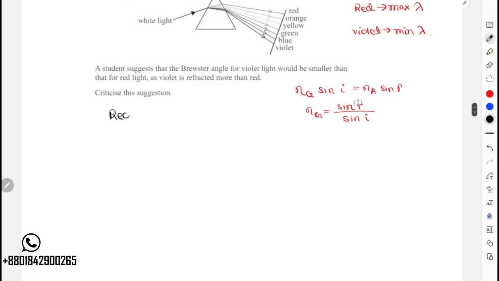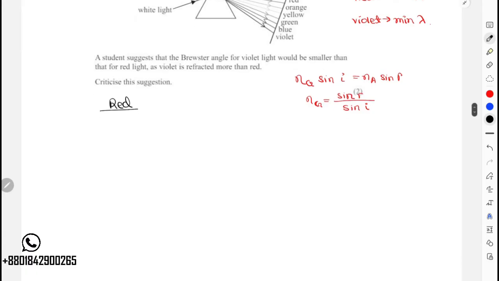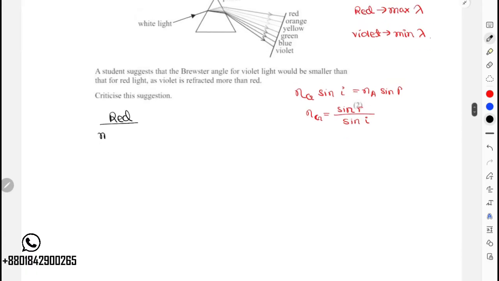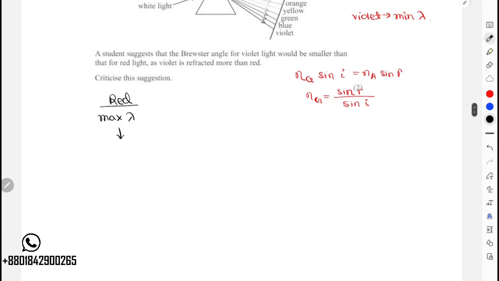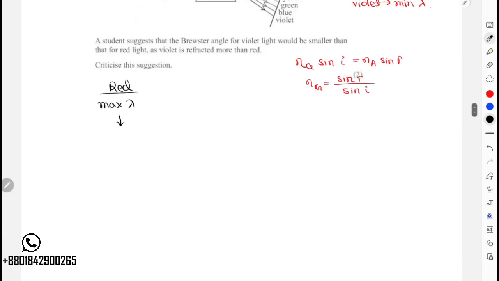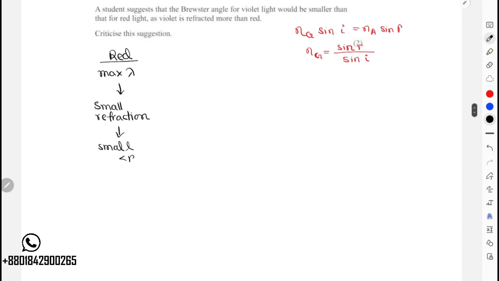For red, what was that? It has maximum wavelength. For maximum wavelength, you're going to have small refraction. If you're going to have small refraction, then small theta, or small angle r, small angle of refraction.